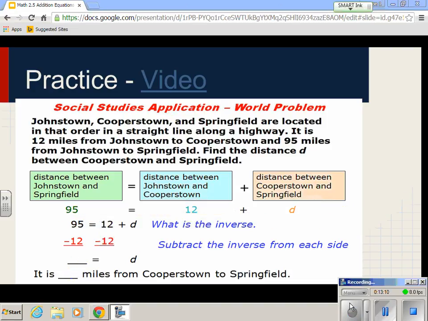Now, just to go back to this problem a little bit, some of you are probably going to look at it and go, well, I could have just done 95 minus 12, and that would have given me d. And you know what? You're right. You could have just done 95 minus 12. Because you see it that way, that means you're already identifying these numbers quickly in your head. It shows that you're strong in math. So if you are already seeing that process, good for you.